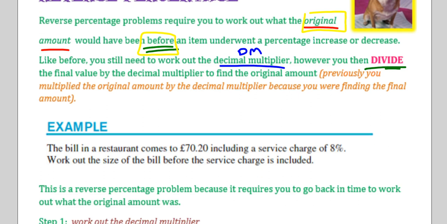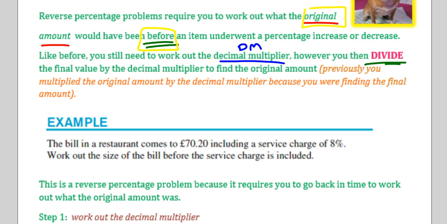So let's see an example of a reverse problem. The bill in a restaurant comes to, let's just say, $70.20, which includes a service charge of 8%. So if it's a service charge, is that a percentage increase or a decrease problem? Yeah, increase, because the service charge is added, isn't it? So that means it's an increase problem. So you've got two things to decide. Is it an increase problem or a decrease problem?